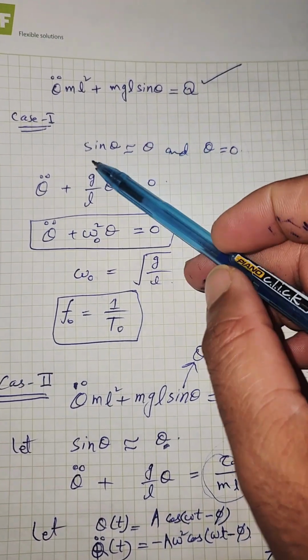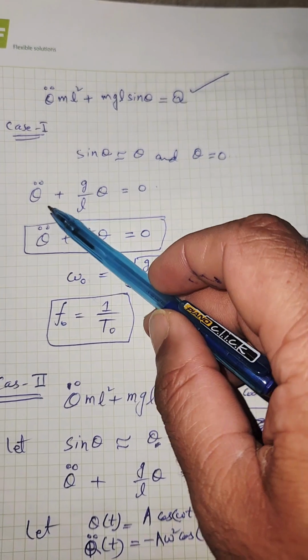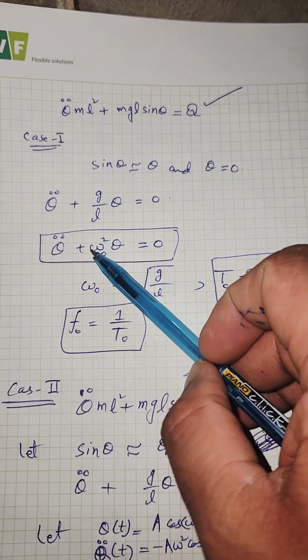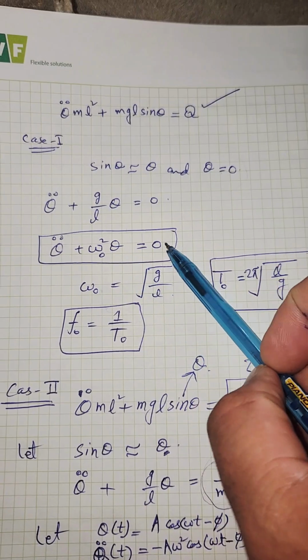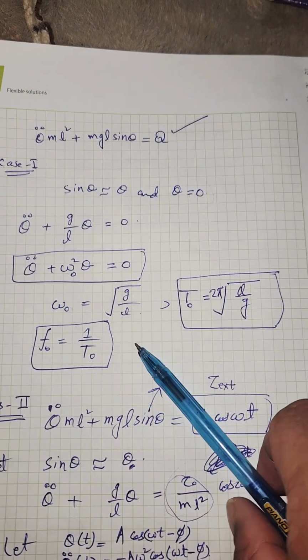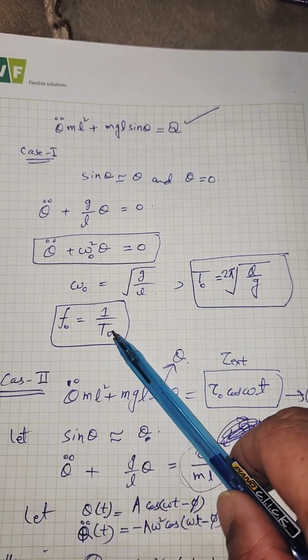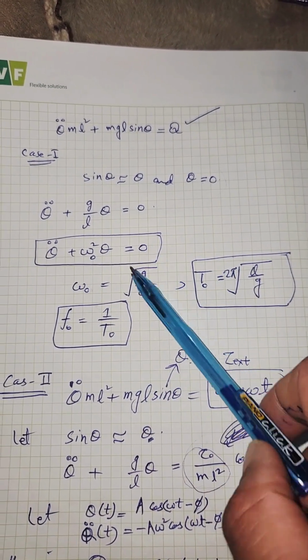In the first case, we apply the small angle approximation such that sine theta is equal to theta, and source term Q is 0. This gives theta double dot plus g over L into theta equals 0, that is, theta double dot plus omega naught square theta equals 0. This is the equation of a harmonic oscillator. The simple pendulum behaves as a harmonic oscillator. In this case, we can calculate the time period and frequency of the simple pendulum using this g over L value.